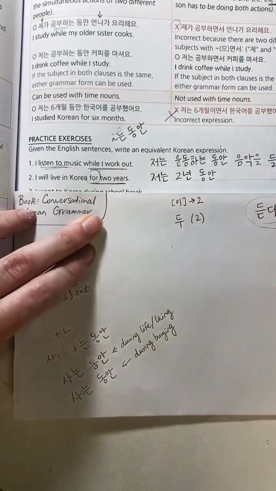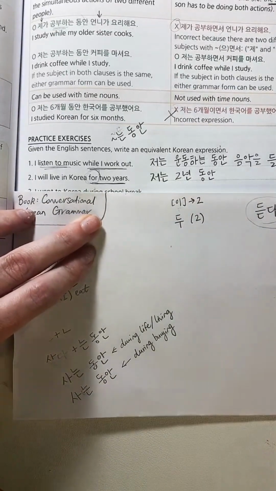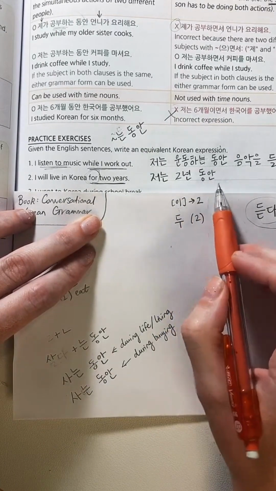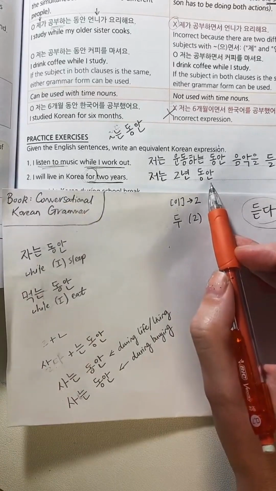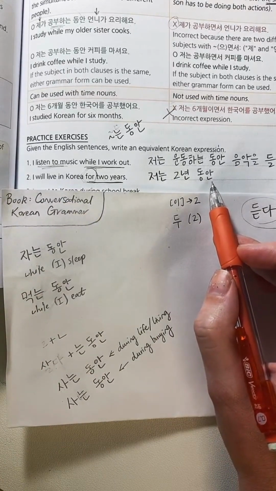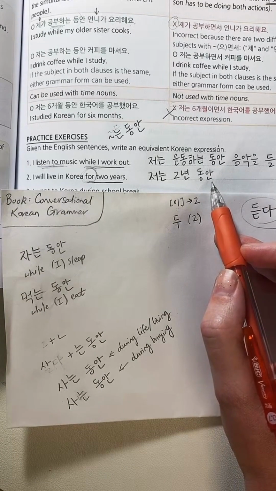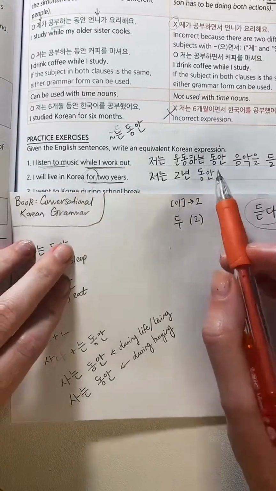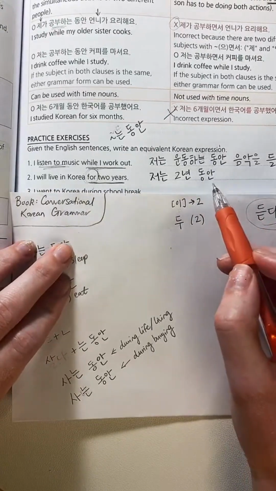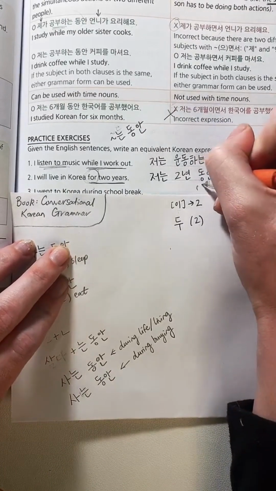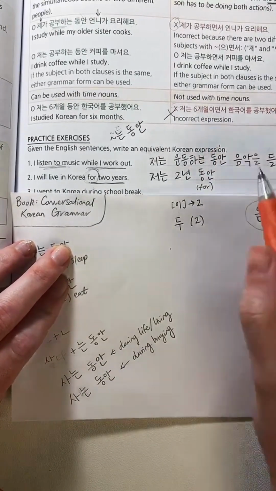A lot of Korean people, when they're speaking English, will say something like during 2 years because 동안 translates literally to during. But this is unnatural in English, right? If there's any Korean people watching that want to have a little English tip, instead of translating 동안 to during in these sentences, translate it to for. It's much more natural in English.